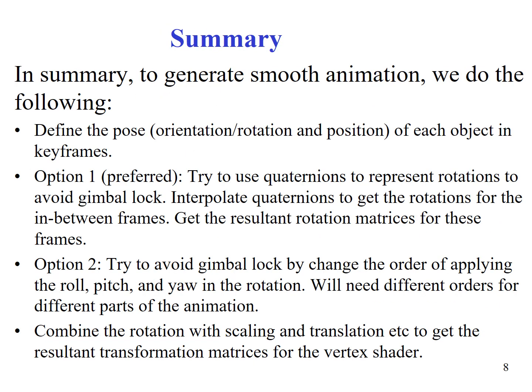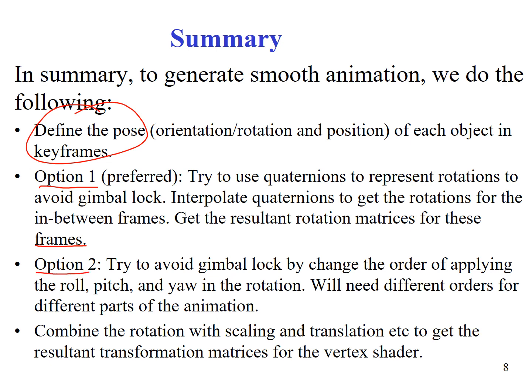So in summary, to generate smooth animation, we do the following steps. We define the pose, orientation, rotation, and position of each object in keyframes. So we define the poses of the objects in keyframes only. And then we have two options. Option one, which is the preferred option: we use quaternions to represent rotations to avoid gimbal lock, interpolate quaternions to get rotations for the in-between frames, and we get the resultant rotation matrices for these frames by converting the quaternions back to rotation matrices.